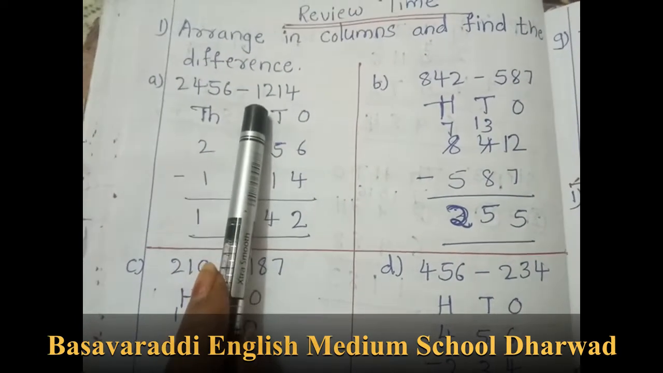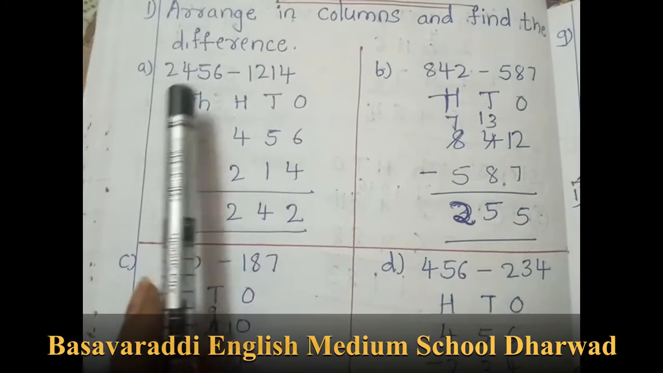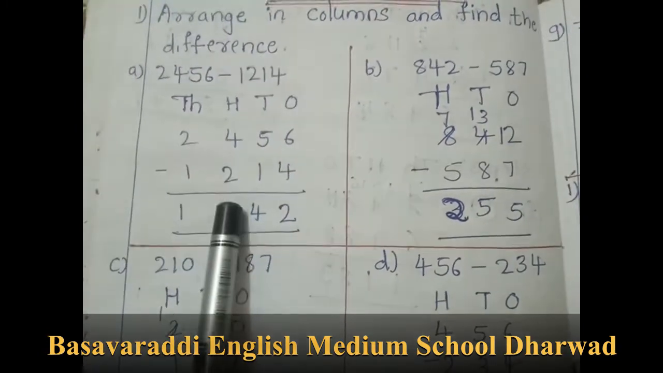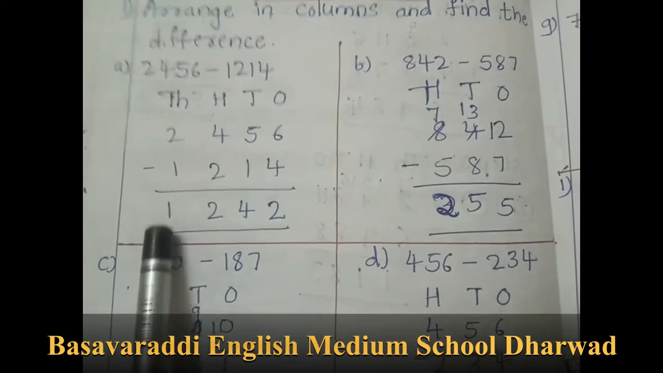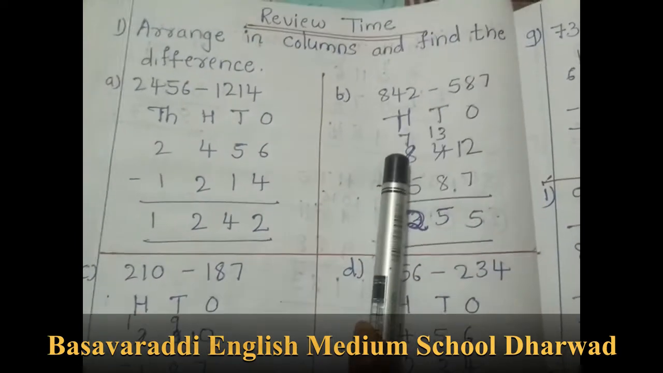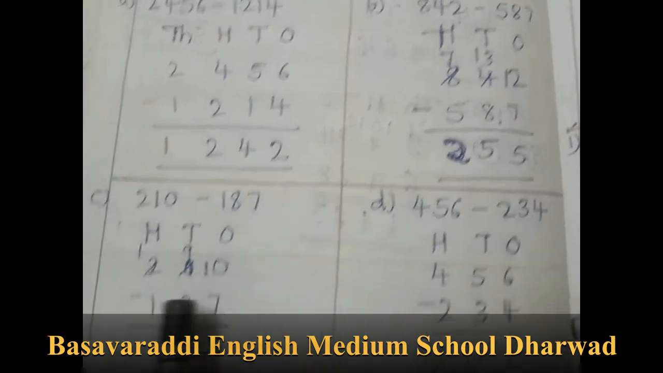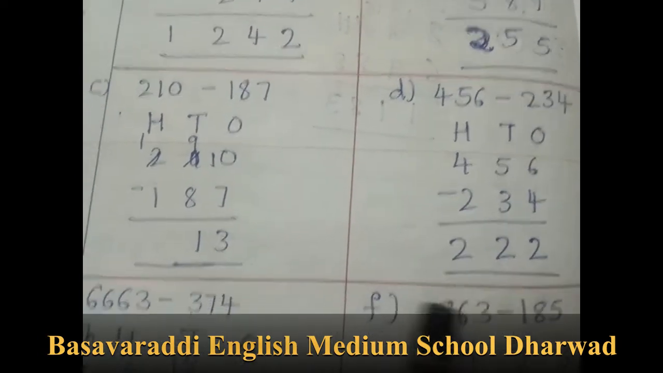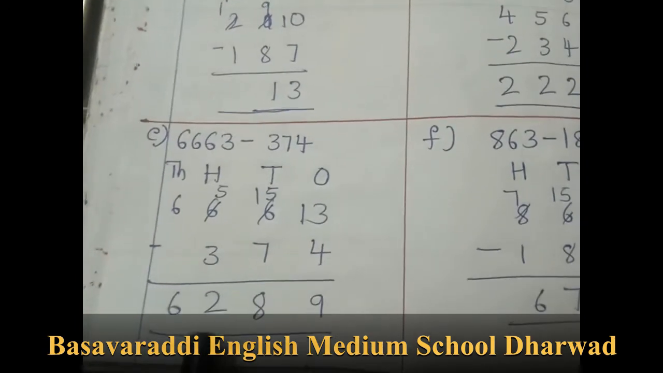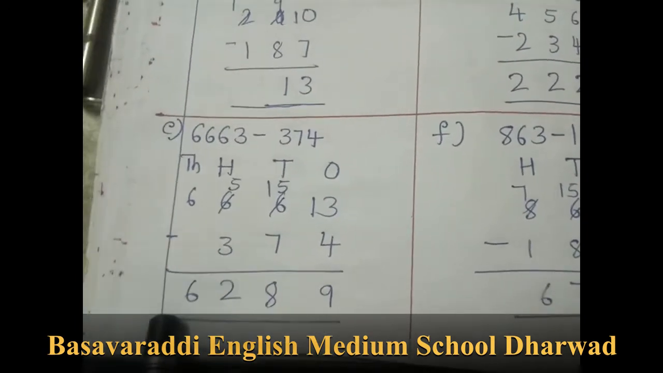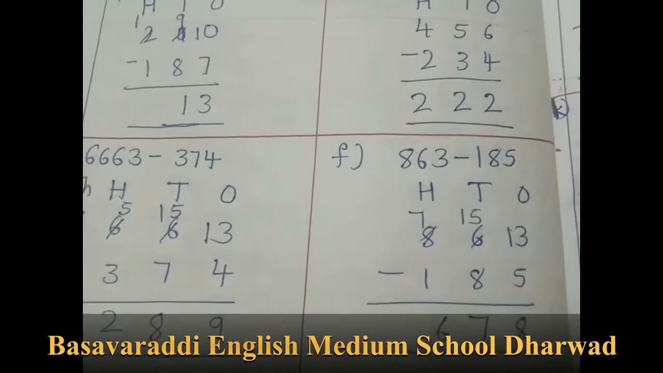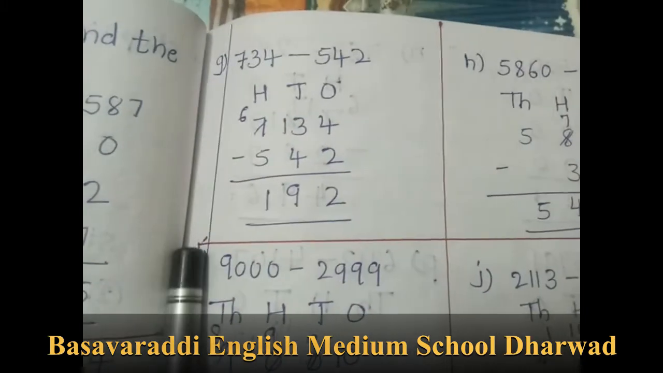2456 minus 1214. So we have to subtract, and the answer is 1242. Same like this you have to do B1 and C1. And the D1 answer is 222. And E1 we have to subtract this one, 6289. Here it is 678. This is a practice.